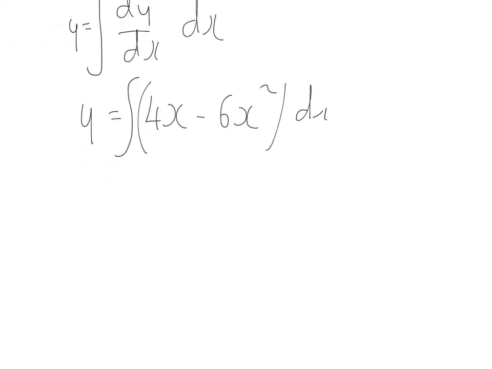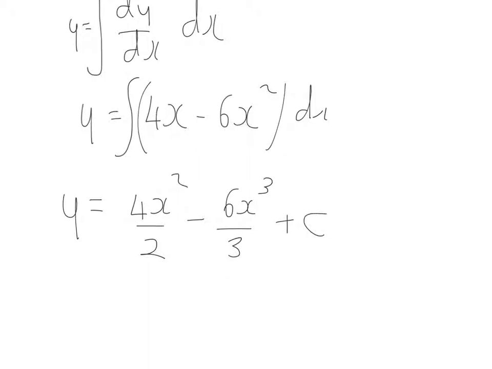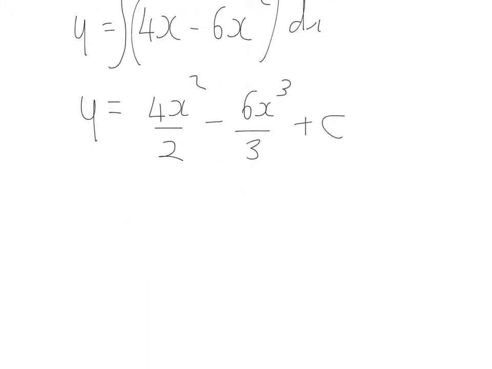So remember, add 1 on your power, divide by new power, so that's 4x squared over 2 minus 6x cubed over 3. There's no limits, so I need to add on my constant of integration. So that's y equals 2x squared minus 2x cubed plus c.